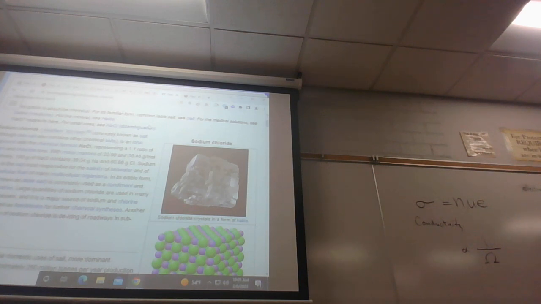Electronic conductors are like metals. The electrons conduct the electricity in metals. They have to be mobile. Electrons have a negative charge, and we've got lots of them in metals that can move. Mobility. And then we have things called ionic conductors.